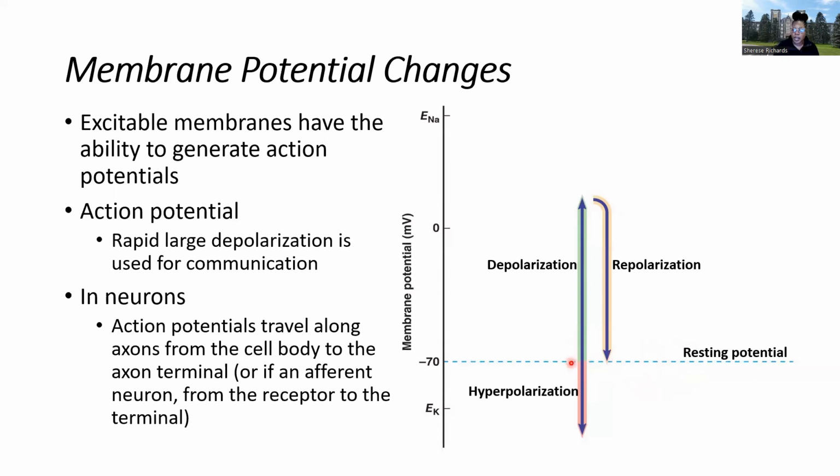And then there's a short period of hyperpolarization where the membrane potential goes a little bit more negative than negative 70, and then it will come back to rest when the sodium-potassium pumps reestablish the resting membrane potential.